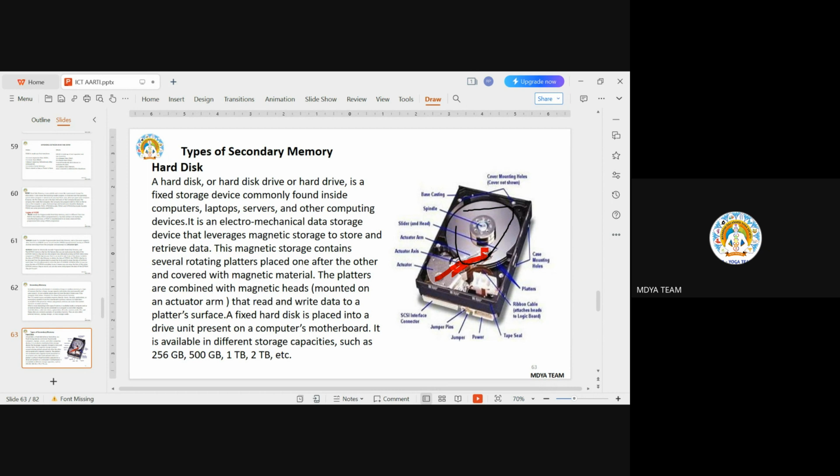A fixed hard disk is placed into a drive unit present on a computer's motherboard. So it is a fixed hard disk. It is called a fixed hard disk device because it is placed on the motherboard. The storage capacities are 256 GB, 500 GB, 1 terabyte, 2 terabyte. So their storage capacity is this much.